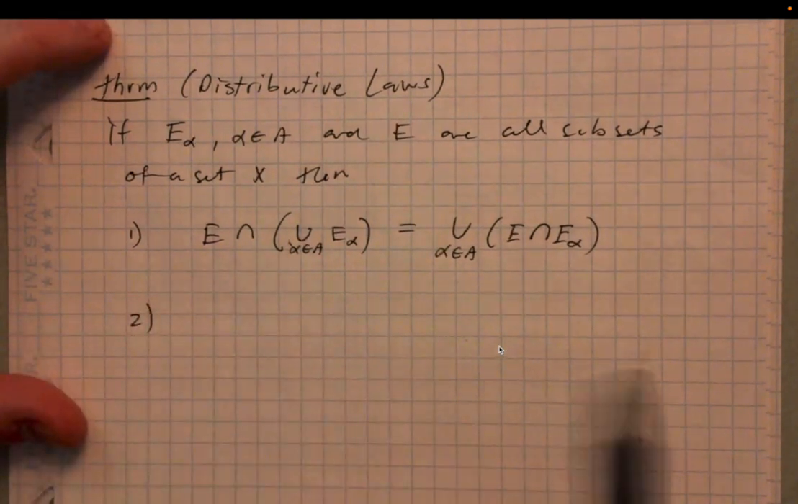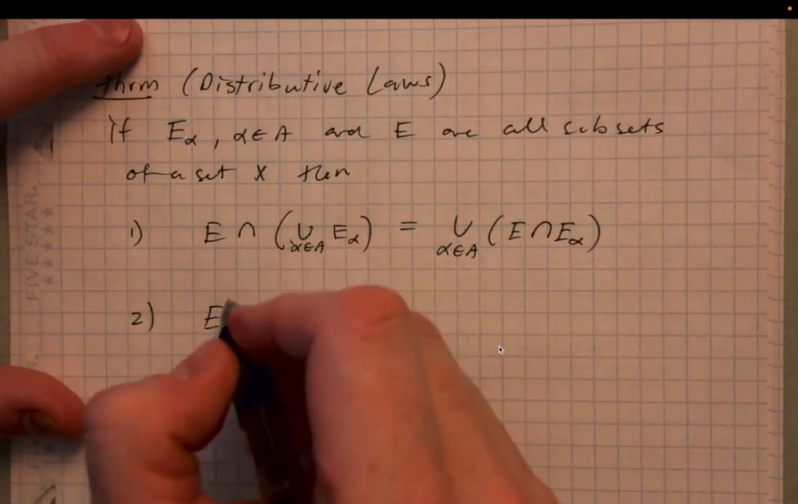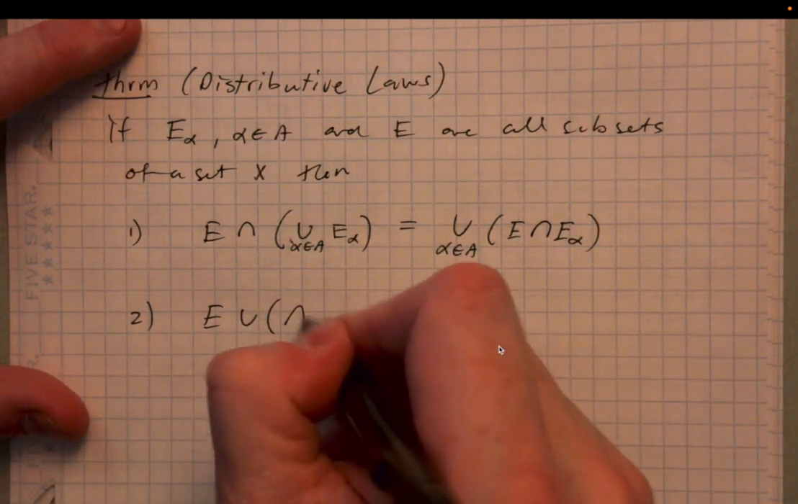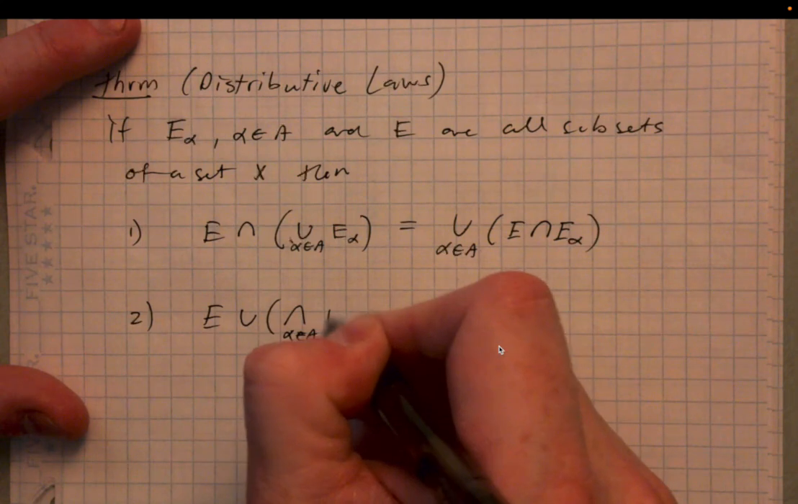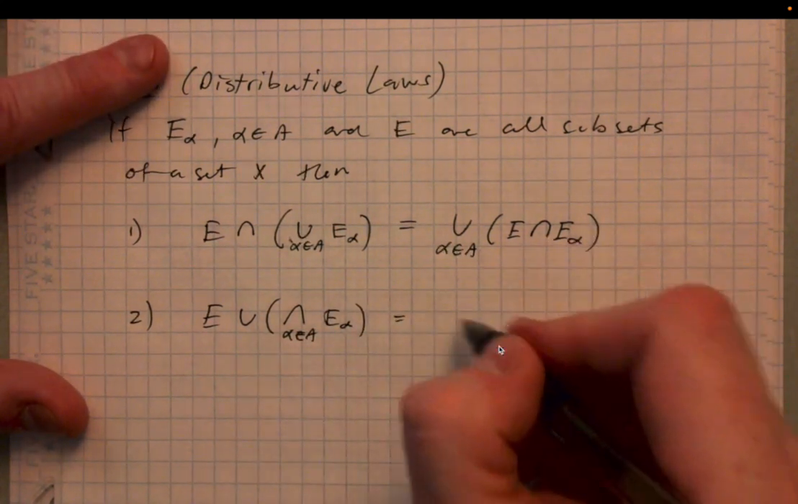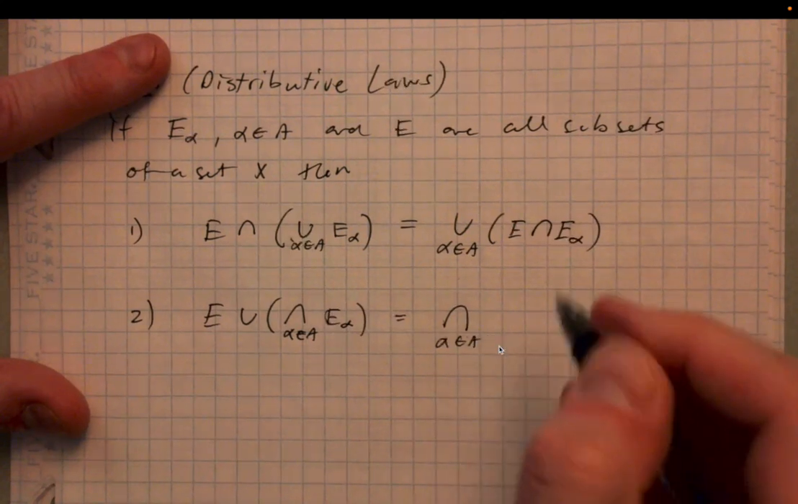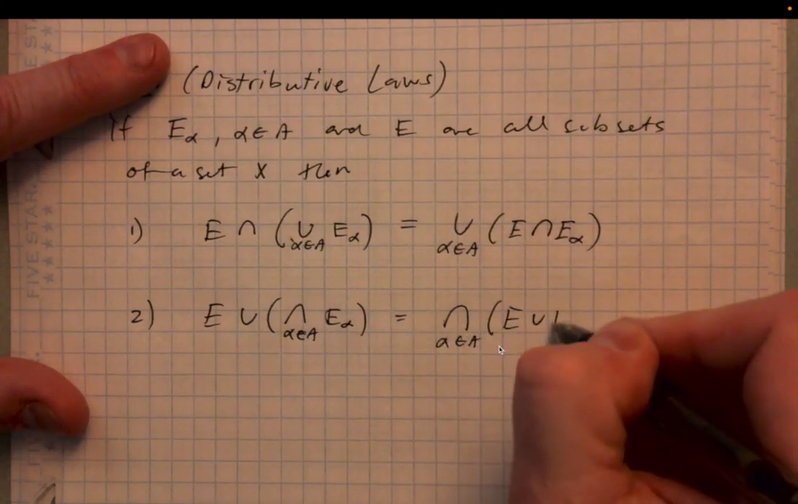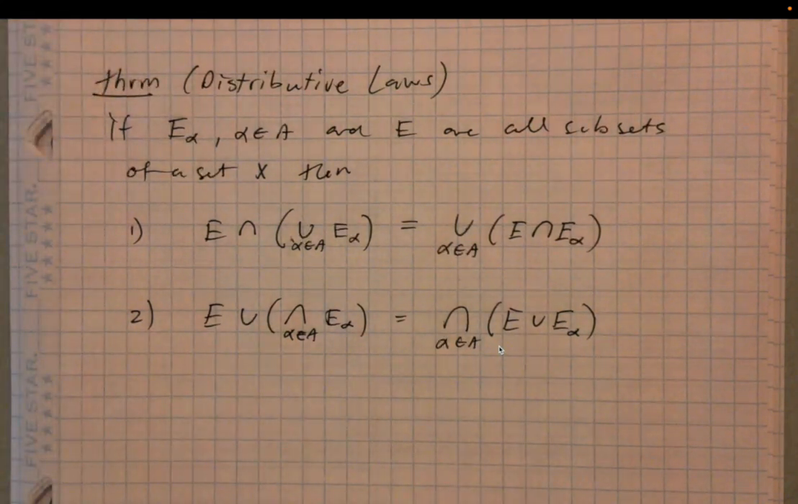And secondarily, kind of flipping all of these things, we've got E union the intersection of E alpha is equal to the intersection of E union E alpha. Okay, so again, this follows the same pattern as what we saw for distributive laws earlier in the set theory section. We've got something similar for De Morgan's laws. So these are the distributive laws applied to indexed families of subsets, and we can do the same thing for De Morgan's laws.